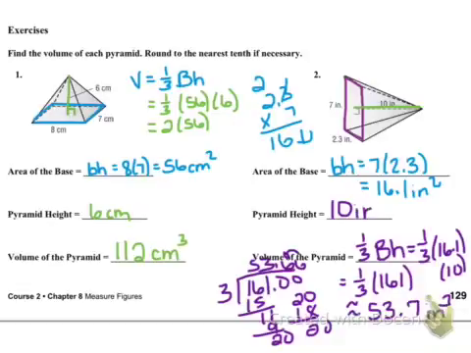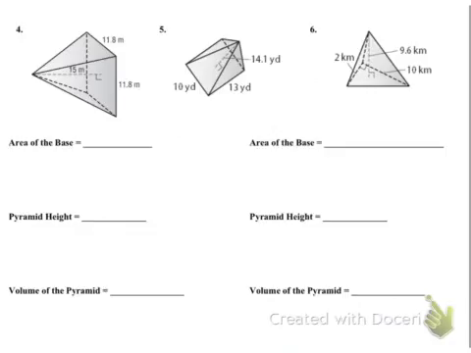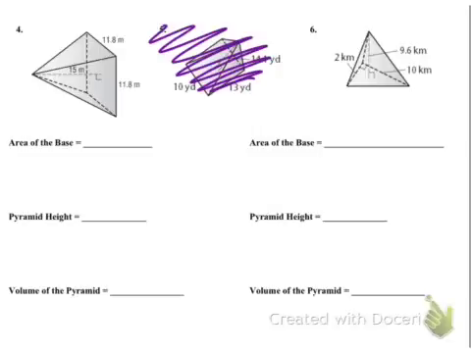I forgot to label that one inches. So again, find the area of the base, multiply that times the height, and then divide by 3. Okay, you can cross that one out. That one shouldn't be there.